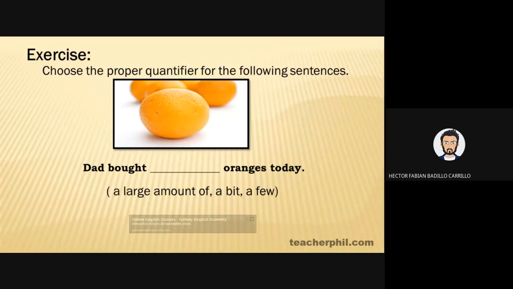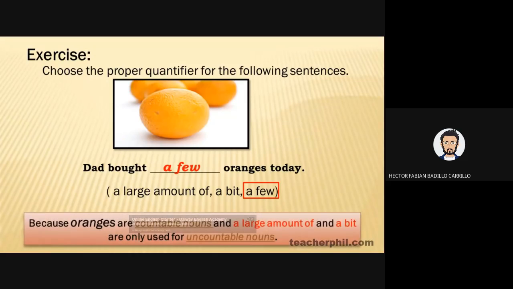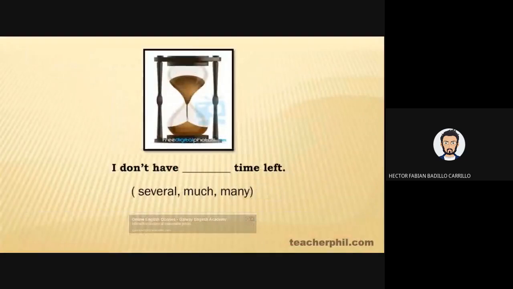The correct answer is a few. Dad bought a few oranges today. Why? Because oranges are countable nouns, and a large amount of and a bit are only used for uncountable nouns. The next one, I don't have blank time left. Is it several, much, or many?